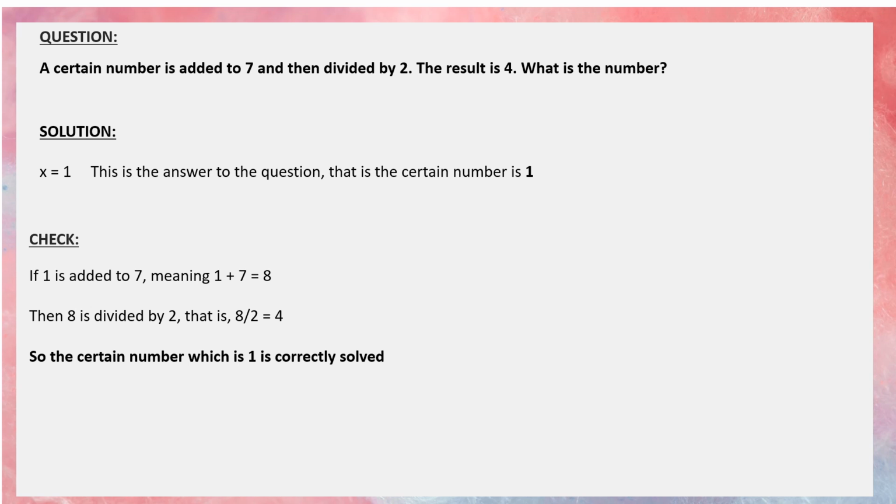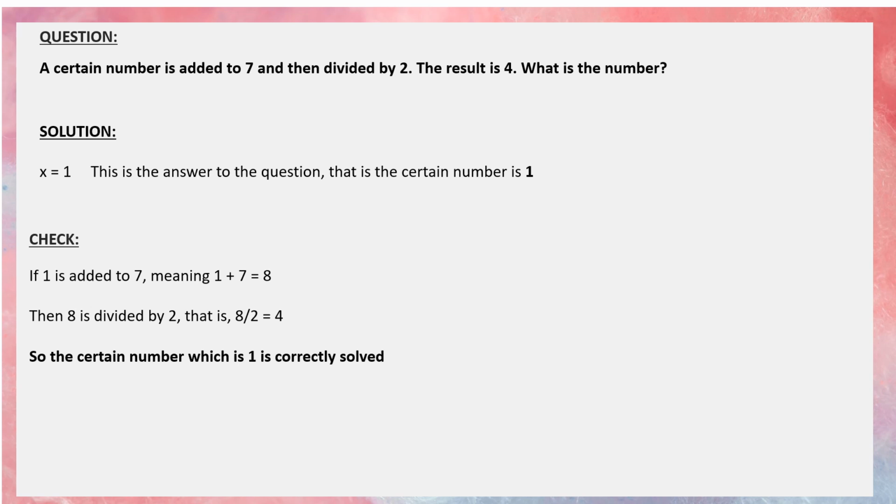If you look at the question above, it says a certain number is added to 7 and then divided by 2. The result is 4. What is the number? So you can start from what the result is. So if you look at the result, look at the question above at the top. What is the result? The result is 4. What was the activity that was carried out shortly before that on the left hand side? You see that then divided by 2.